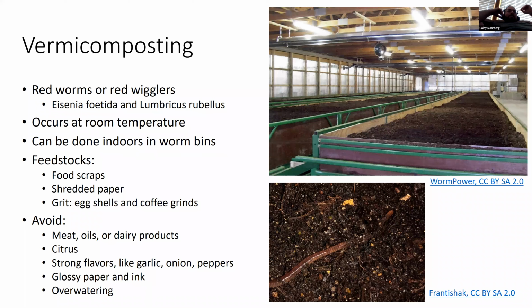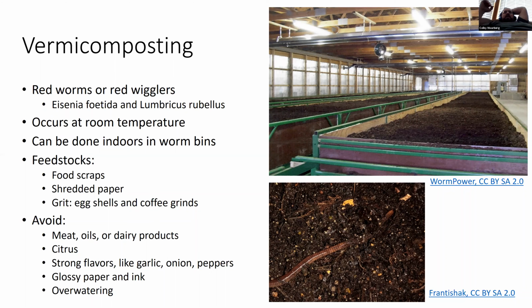The next type of compost method is vermicomposting. So vermicomposting uses what we call red worms, or sometimes called red wigglers. And there's just a couple different species that tolerate this sort of setup.